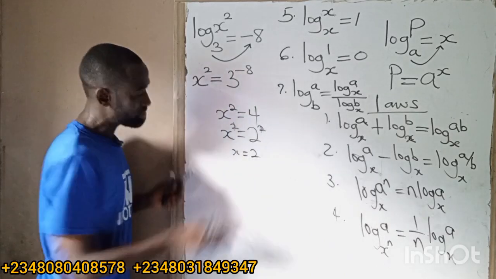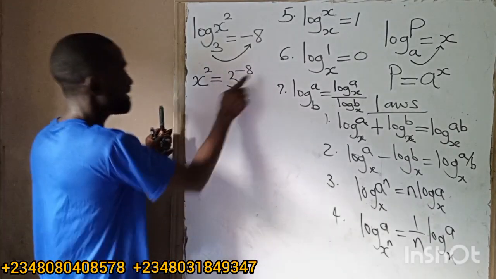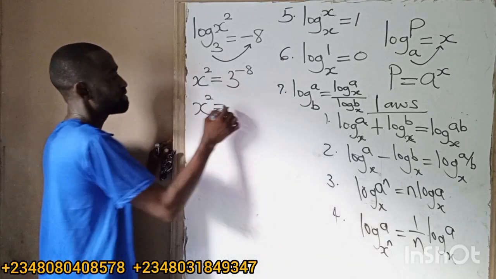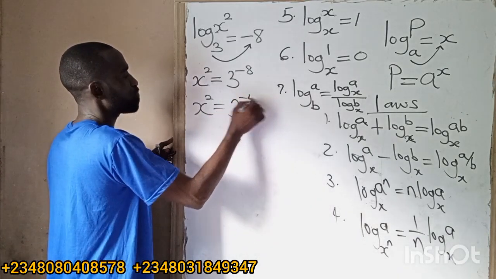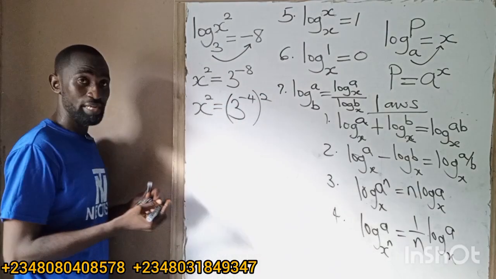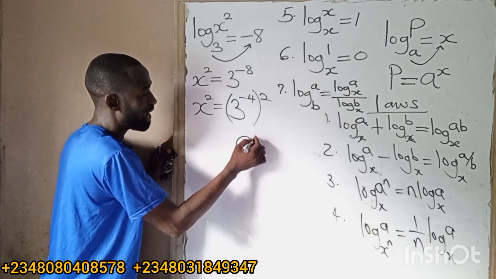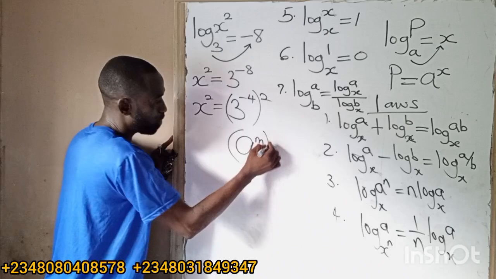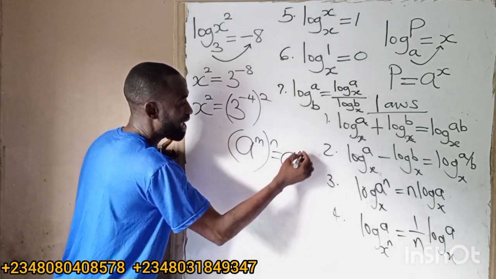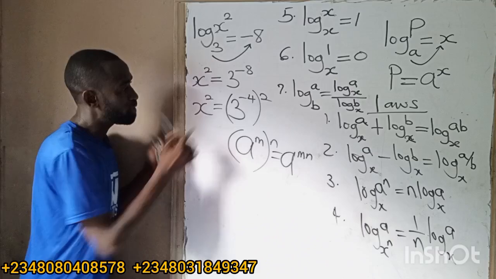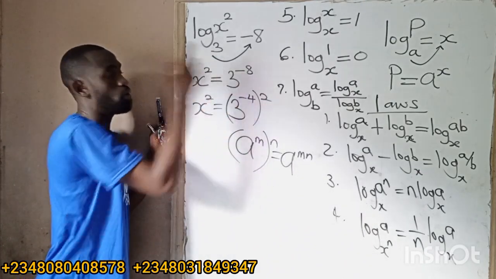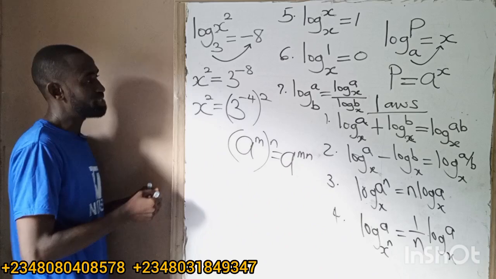Manipulate. Now, class, I can write this thing here as s squared is equal to what now? 3 raised to power minus 4 bracket 2. Is that correct? Because if I have a raised to power m bracket n under indices, is the same as saying what now? A raised to power mn. So it means I can multiply these two powers. Minus 4 times 2 give us what now? Minus 8. Okay?